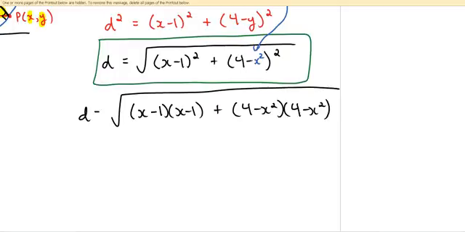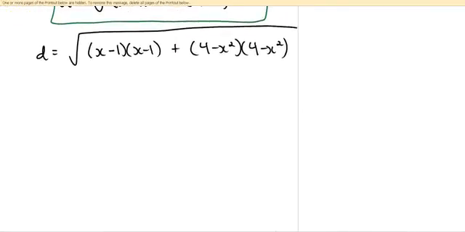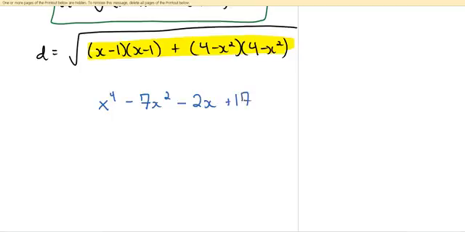Just a heads up, this question does have a fair bit of algebra. If I simplify everything here, I'm not going to go through the mathematics behind this, because I do hope everyone can do this by now. This is going to be x to the power of 4 minus 7x squared minus 2x plus 17, and my distance is the square root of that.